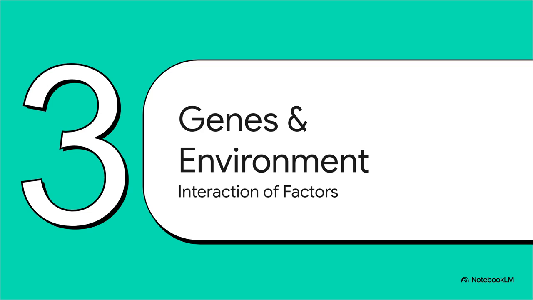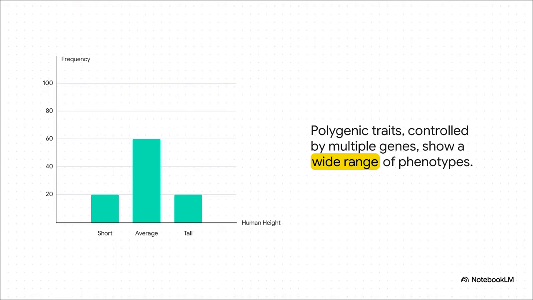Not even close. Let's dig into how the world around you can actually interact with your genes to decide which traits get expressed. This graph is a perfect picture of something called a polygenic trait. That's a trait controlled by many, many genes working together. Think about things like height or skin color. They aren't just on or off, right? Instead, they exist across this huge spectrum, and that creates this classic bell curve shape you see here, where most of us fall somewhere in the middle.